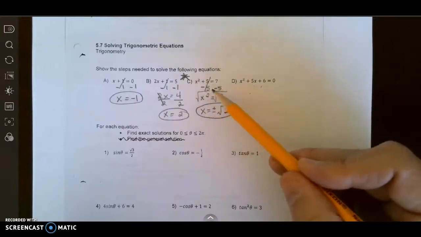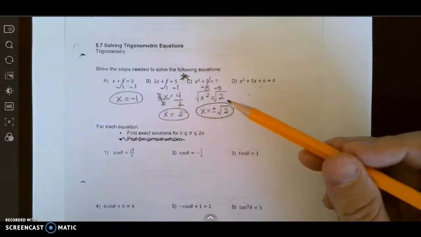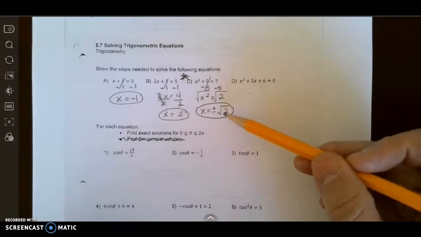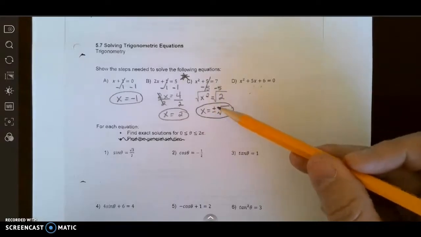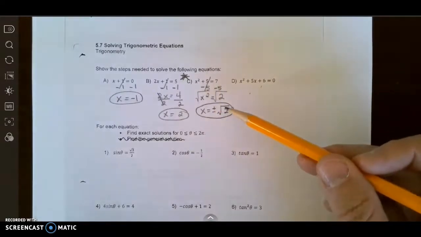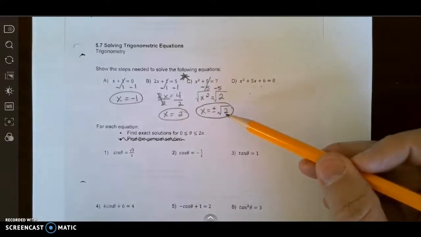If you take the square root, you don't know which solution I want, the positive or negative, so you have to give both. When we were using law of cosines, you didn't have to say plus or minus because it was the length of a side, which means that it had to be just the positive solution.